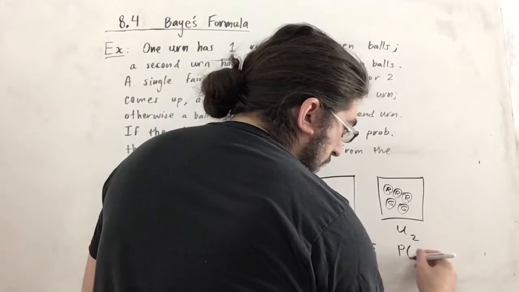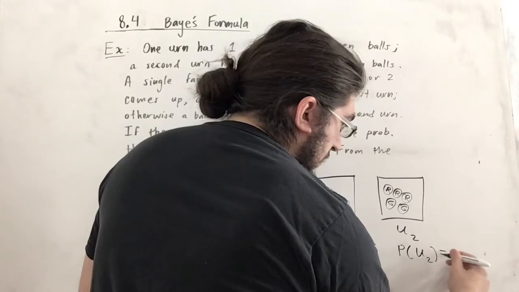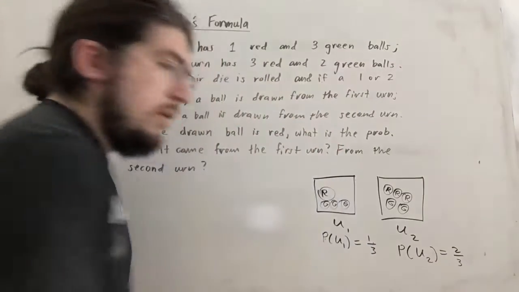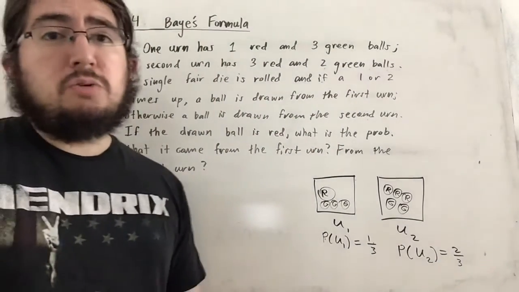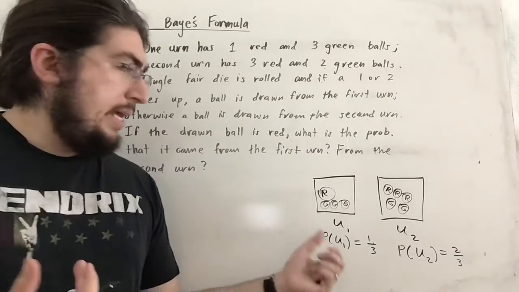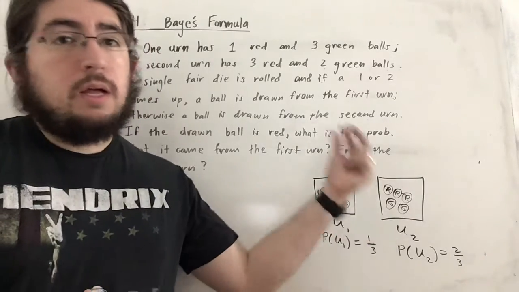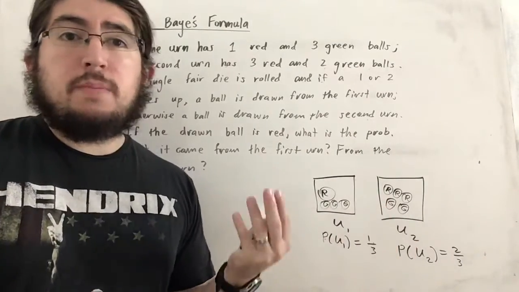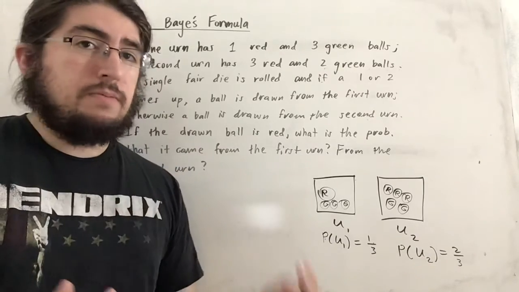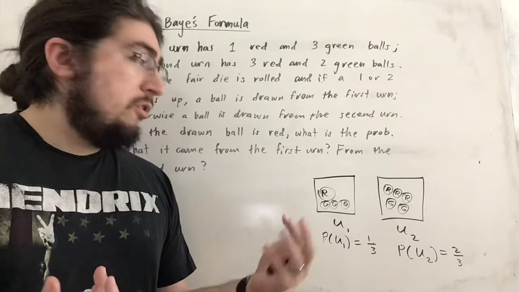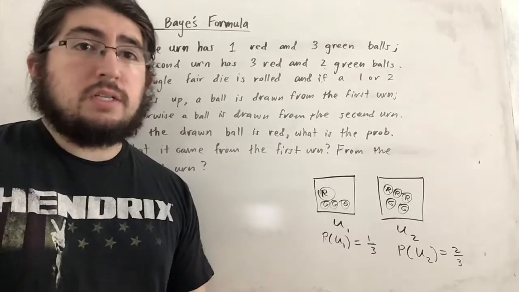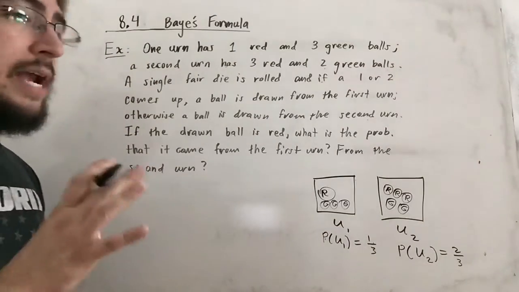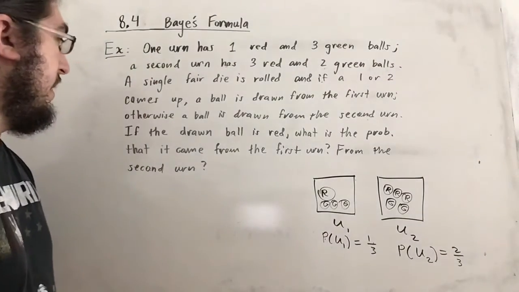And therefore, the probability of drawing from urn 2 would be the complement of 1/3, which is 1 minus 1/3, which is 2/3. Or you can think of it as, if you don't roll a 1 or 2, you roll a 3 through 6. There are 4 numbers there. They each have the same likelihood of occurring. So 4 out of 6 total reduces to 2/3. Anyways, let's continue reading.